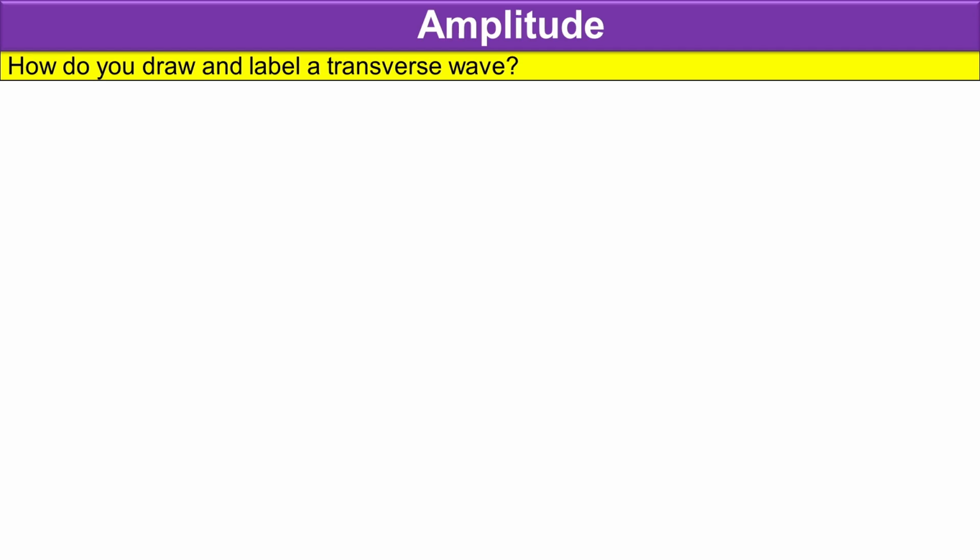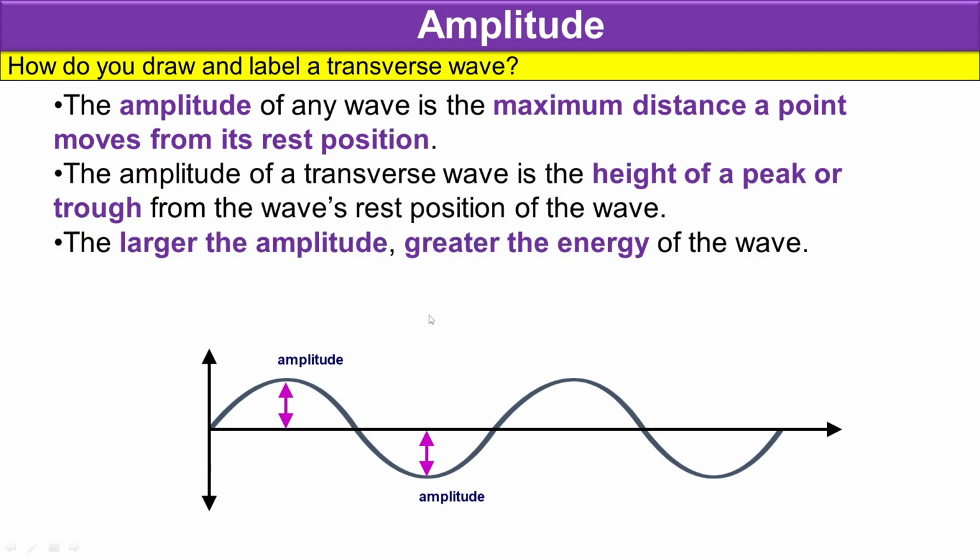Or we can start from the trough to the next consecutive trough, that length would be known as the wavelength. The next thing we need to know is about the amplitude, which is known as the height of the wave, or the maximum distance from the resting position.